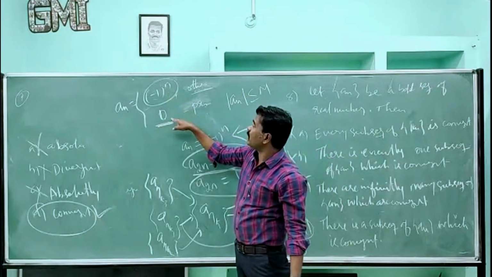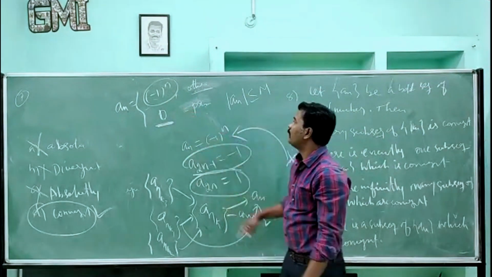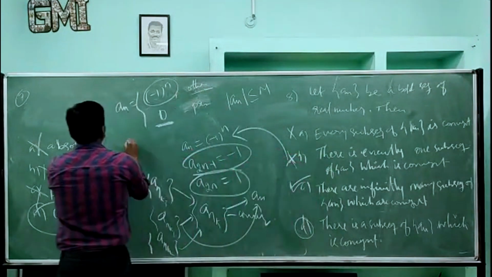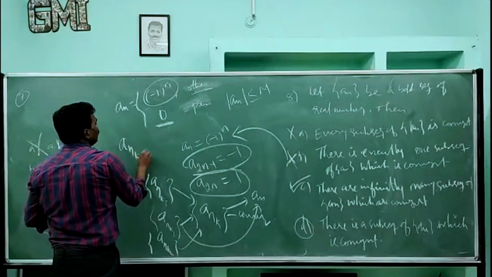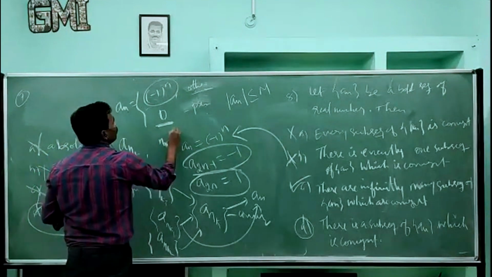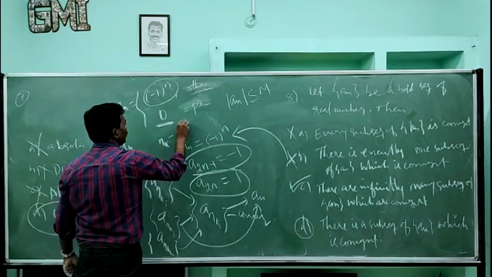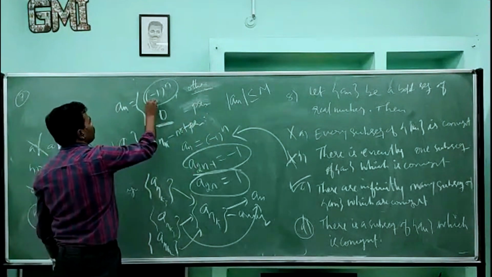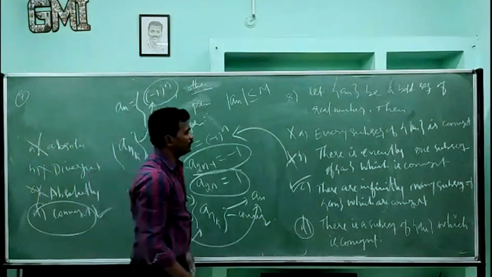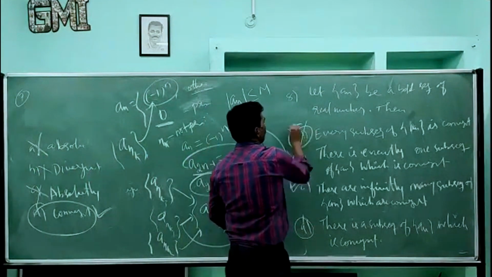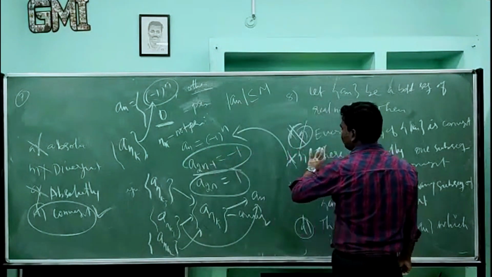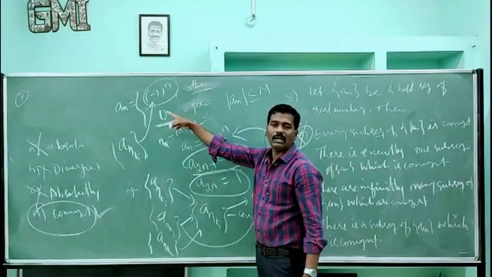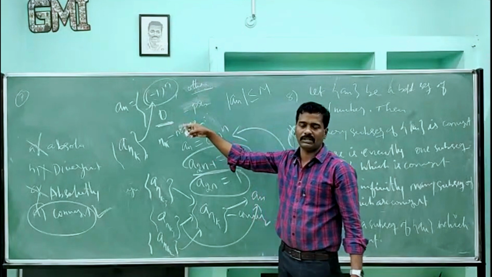This is a bounded sequence, but consider the subsequence a_{n_k}, where n_k is not a prime. That subsequence is (-1)^n, which is not convergent. Therefore, this option is not always true. So I have a counterexample: a bounded sequence which is not convergent. Every subsequence is not convergent.